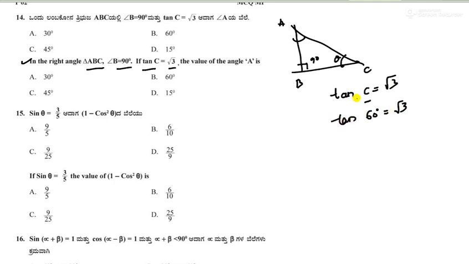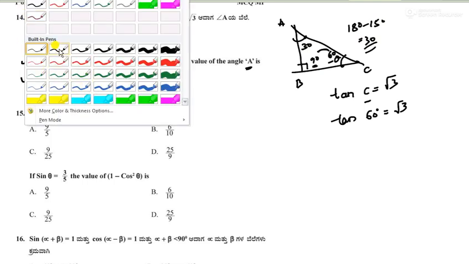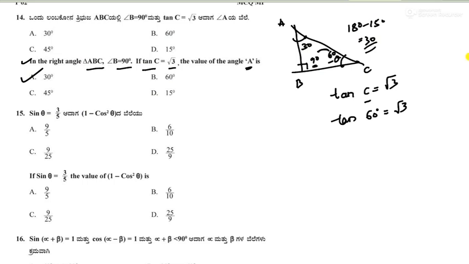It means what? C is how much? 60 degrees. But they have asked the angle A. So if this is 90 and this is 60, how much will this be? This will be 30, because the sum should be equal to 180. So when you subtract 150 from 180, meaning adding these two, you'll get 30. So option number A is the correct value. Okay, now moving to question number 15.